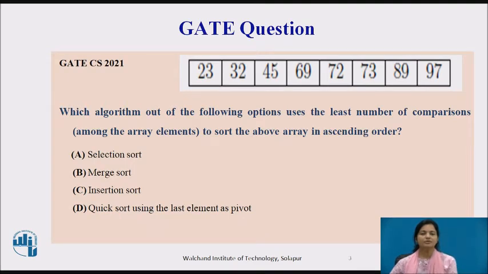Gate 2021, the question is given: which algorithm out of the following options uses the least number of comparisons among the array elements to sort the above array in ascending order? The array is given here: 23, 32, 45, 69, 72, 73, 89 and 97. You can observe that the array is already sorted. The options are given: selection, merge, insertion sort and quick sort.